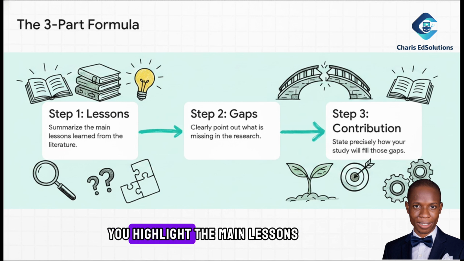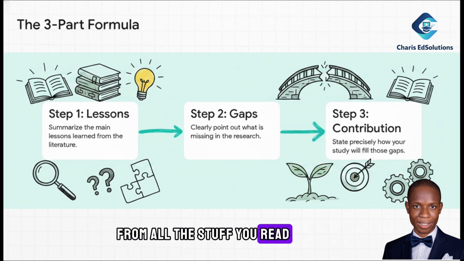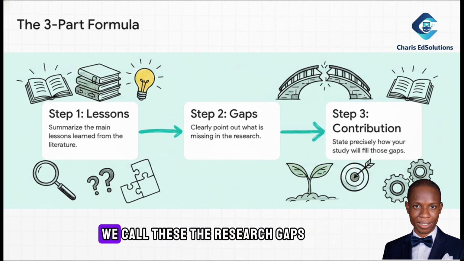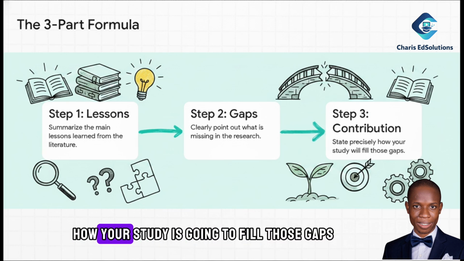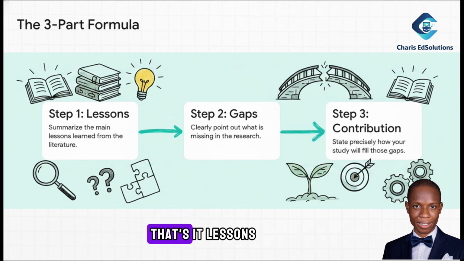Step 1, you highlight the main lessons from all the stuff you read. Step 2, you point out what's missing. We call these the research gaps. And finally, step 3, you state exactly how your study is going to fill those gaps. That's it. Lessons, gaps, contribution.